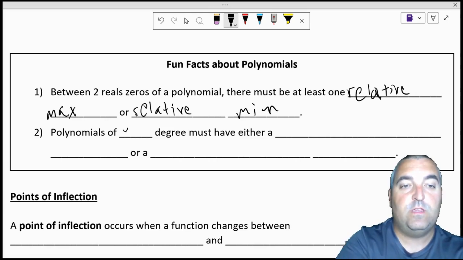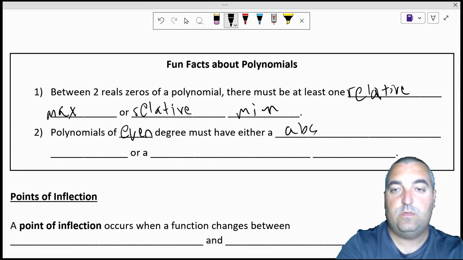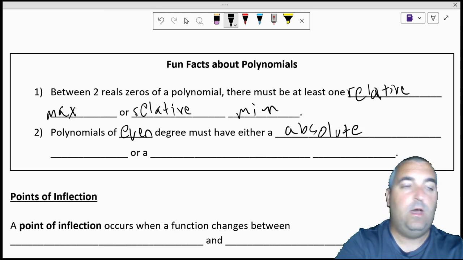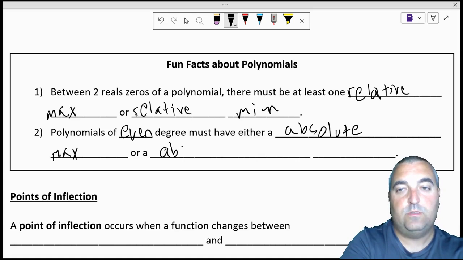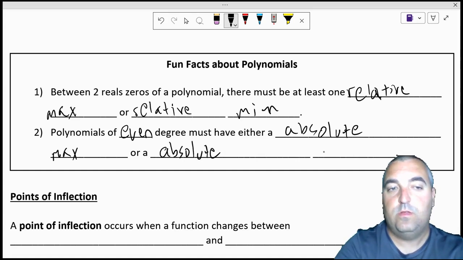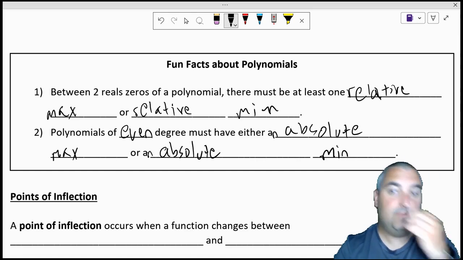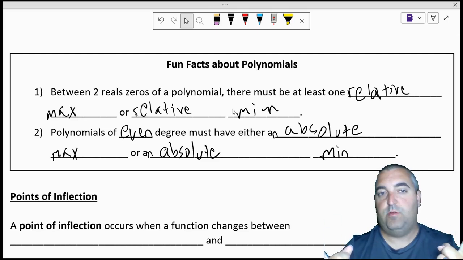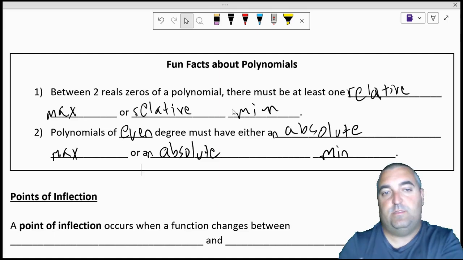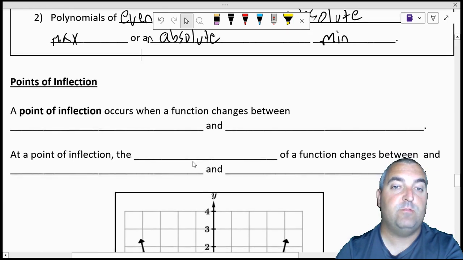Also, polynomials of even degree must have either an absolute or global max or an absolute or global min. And again, that's the idea that because they're even, they're going to end both facing up or both facing down, which means there has to be something to bring them back. So yeah, absolute maximum or absolute minimum.